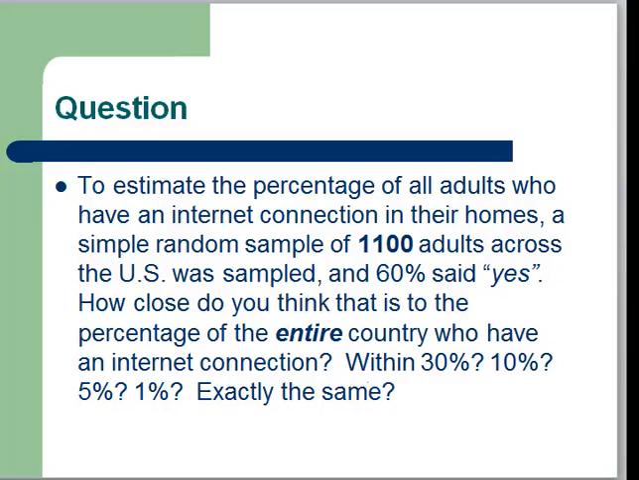Well, hopefully you've had some time to think about this, and maybe you were at least able to eliminate some of the obvious problems. We wouldn't expect it to be exactly the same as the percentage for the entire country. After all, the country is very large, and we only have 1,100 adults. We would expect it to be close, though, maybe closer than 30% and 10%. But maybe not as close as 1%, because again, this is a relatively small sample from a relatively huge population.